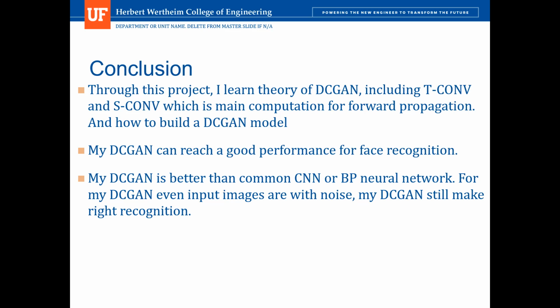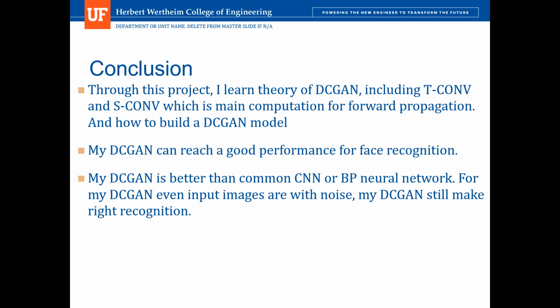I will make a conclusion. Through this project, I learned the theory of DCGAN and its main operations, transposed convolution and strided convolution for forward propagation, and how to build a DCGAN model to fit the size of our dataset. Our DCGAN can reach a good performance for face recognition because, as shown before, we can recognize faces with different emotions from the same person as the same label. So our performance is very good, because my DCGAN is better than common CNN or BP neural networks.